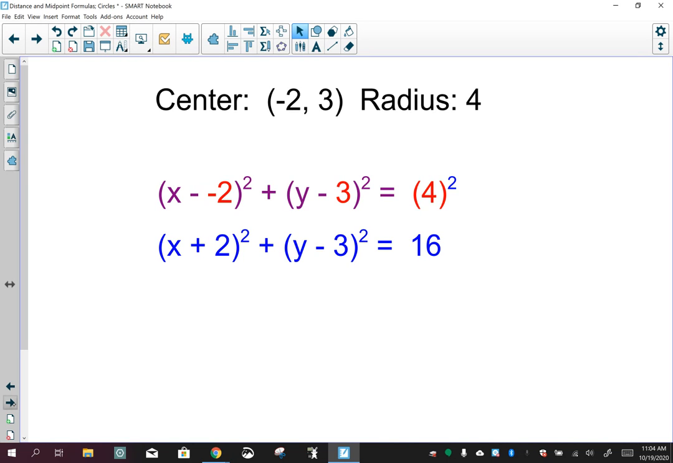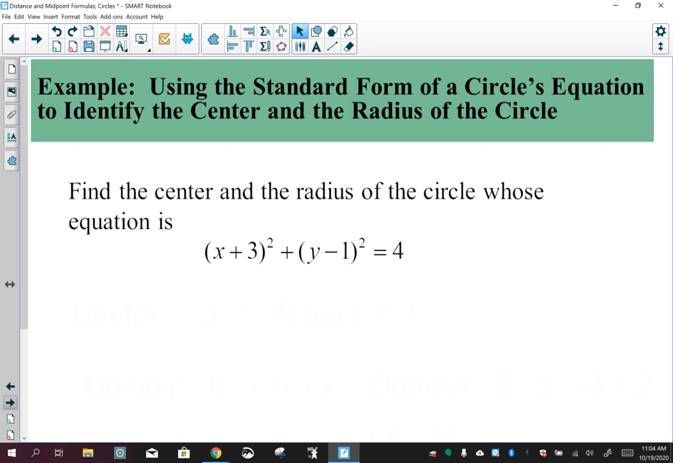All right, so now let's go backwards. So they give me the standard form and I want to find its center. So what you need to remember is, when you have a positive number here, that means that part of the coordinate's negative, and when you have a negative number, that part of the coordinate's positive. So my center is going to be at (-3, 1), and then take the square root of the 4, and that gives me a radius of 2. So remember, one more time, whatever number you see here inside the parenthesis, it's the opposite when you're looking at the actual center, okay?